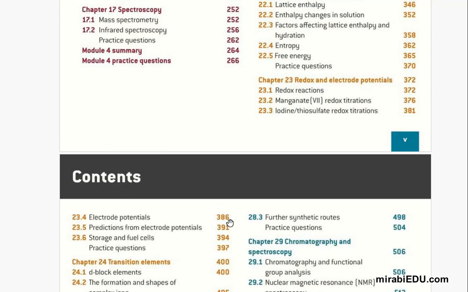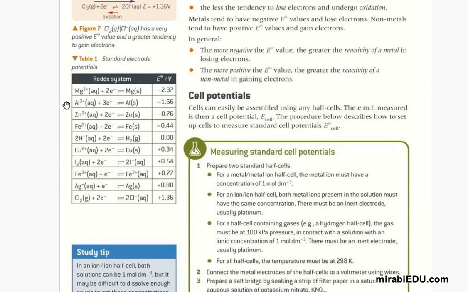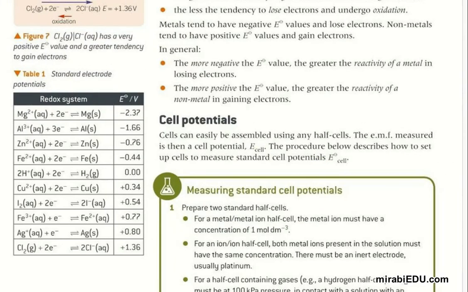It is on page 386. Okay, let's go to this section. In this section, we have a table here. This table is a standard electrode potentials table, also called standard reduction potentials.